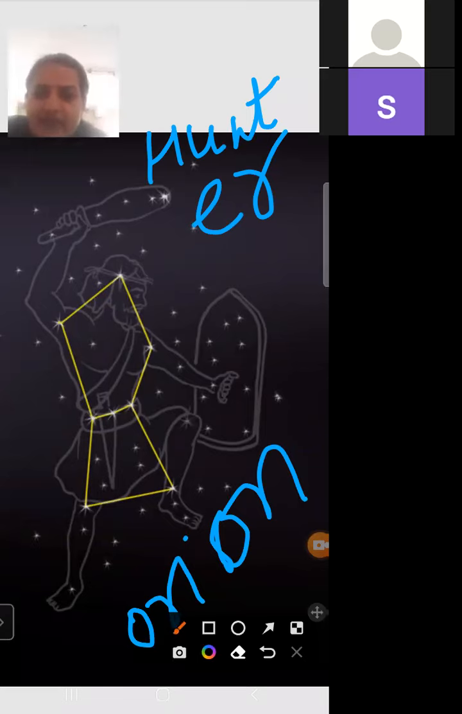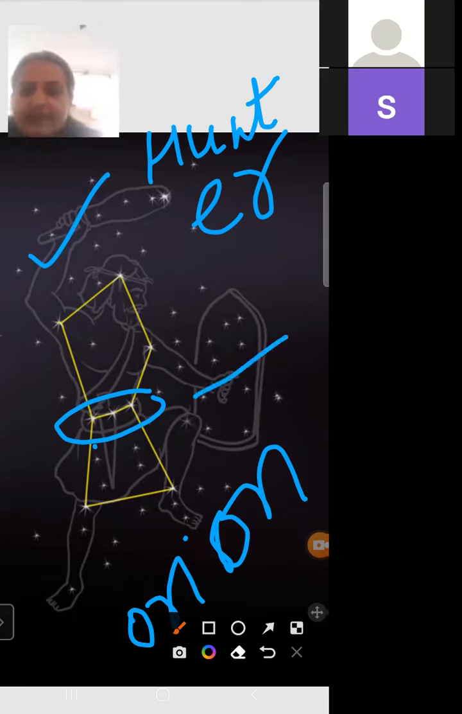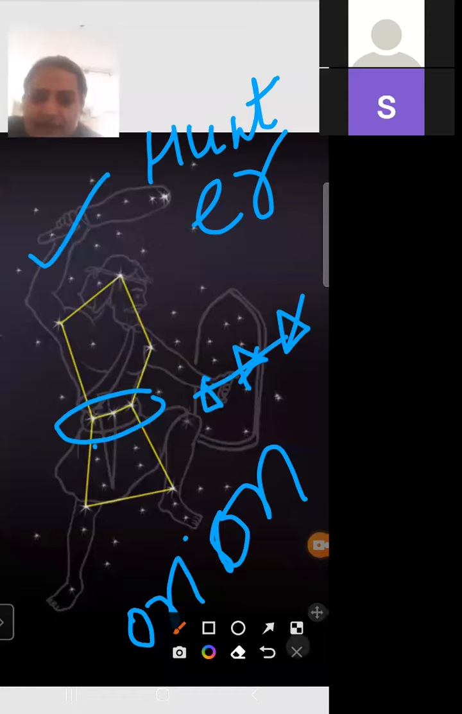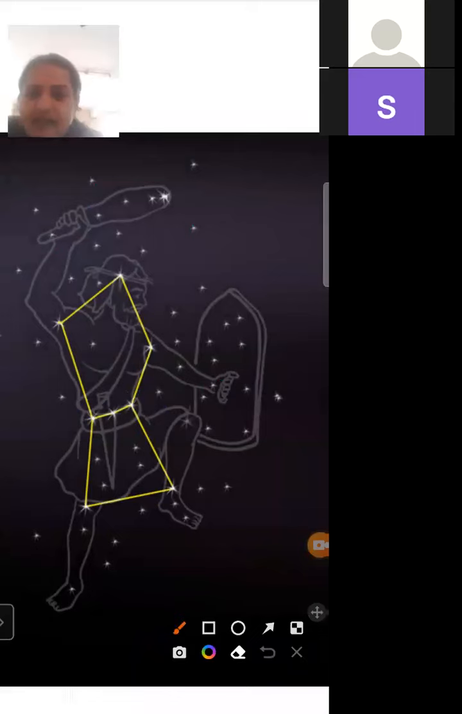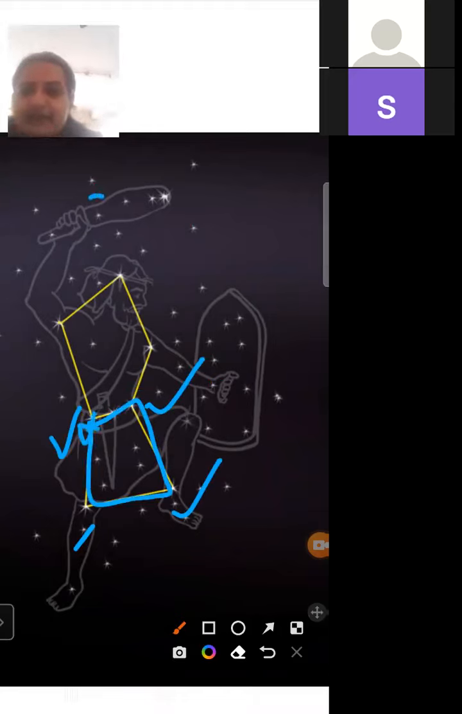There are 7 or 8 stars, 3 on the belt. This is the hunter, the shape shown behind is the shape of the hunter, and it has a belt. How many stars are in this belt? 3. On the belt of the hunter, it contains 3 stars, and the remaining stars form a quadrilateral. These four stars form the quadrilateral.